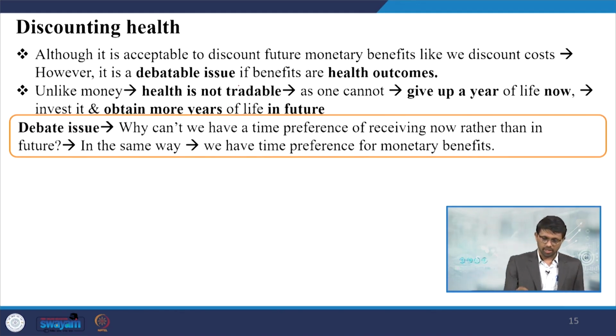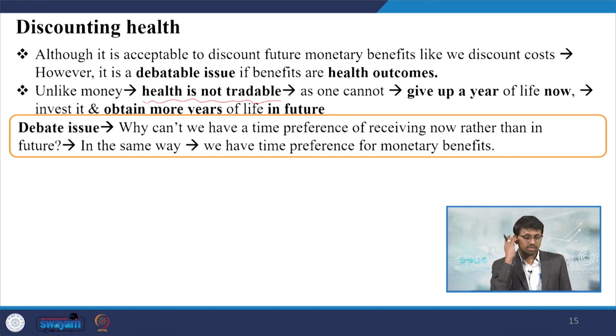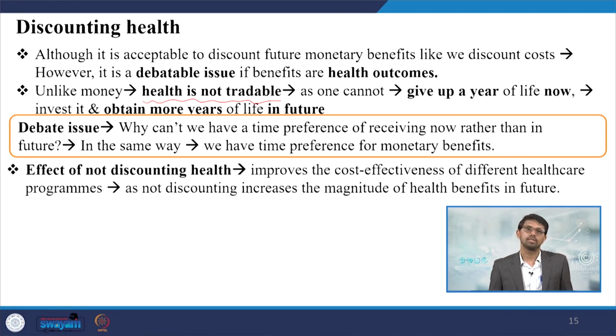One of the important aspects you can think of for your quiz questions, for your multiple choice questions: we have covered why it is not tradable and what are the problems of non-tradability in terms of evaluations. Hence, why can't we have a time preference of receiving health now rather than in future, in the same way as we have time preference for monetary benefits?